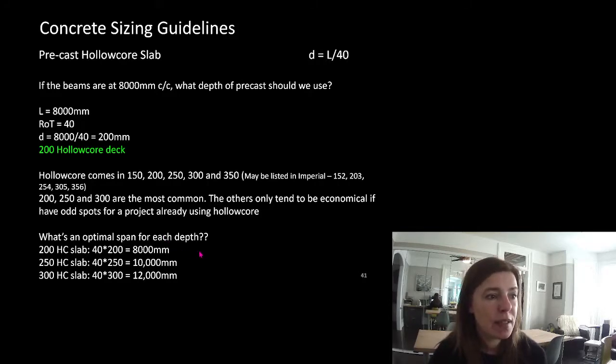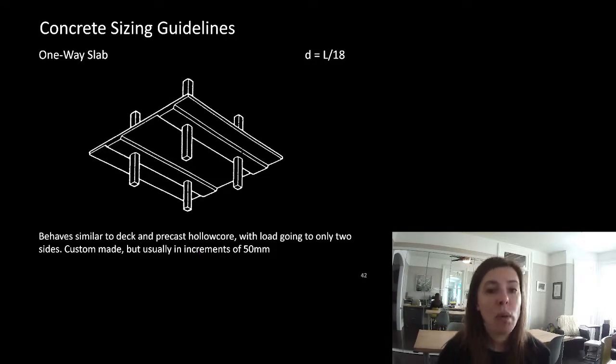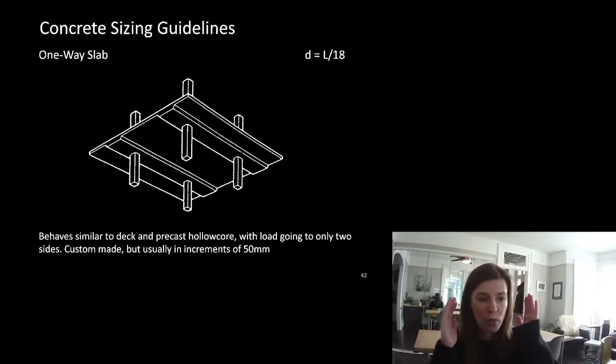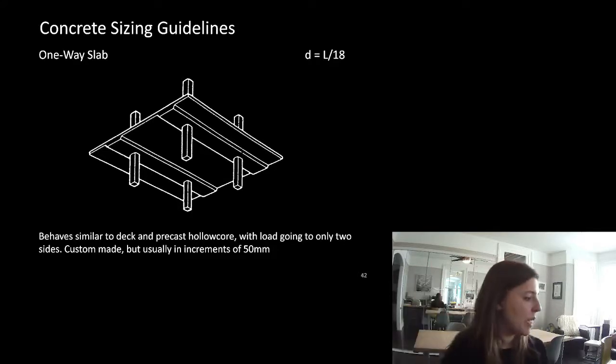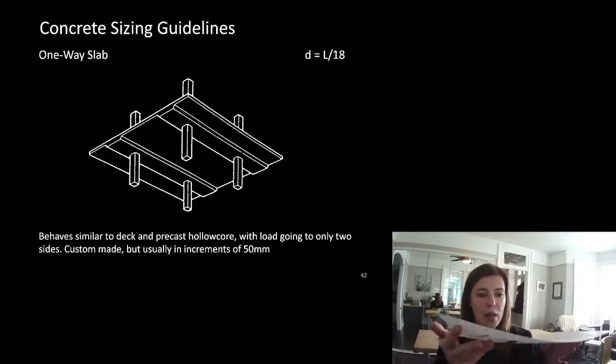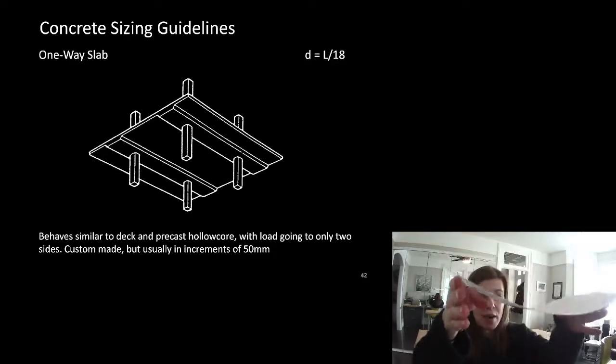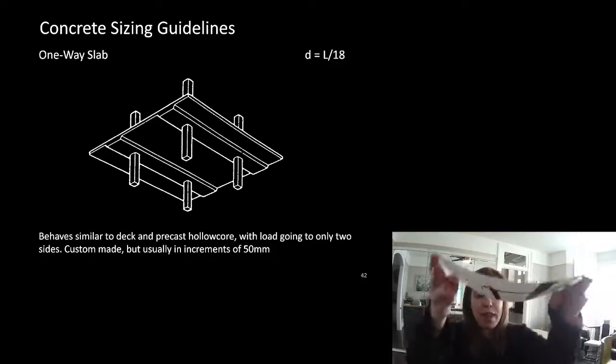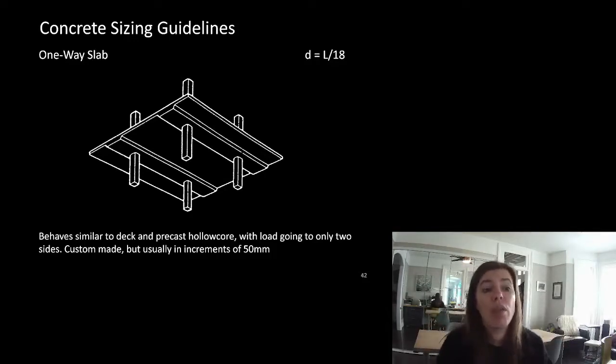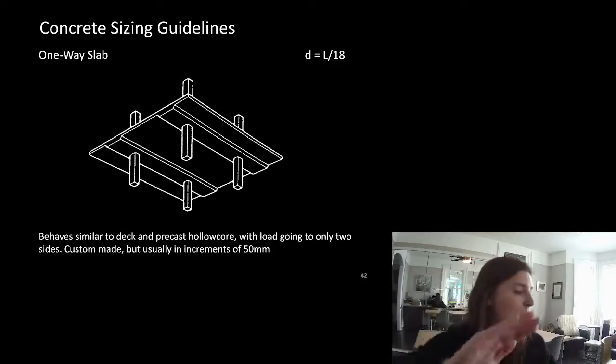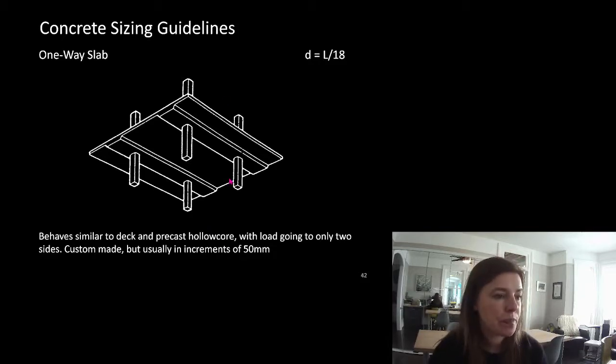All right, one-way slab versus two-way slab. We talked about that last week. One-way slab is when we have our beam lines parallel to each other and our slab spans in between. So we only have supports at the ends of our paper, so you can see how the paper wants to bend, versus having supports on all 4 sides where it would bow down in the middle like a trampoline. So this behaves similar to precast and hollow core, with load going to only the 2 major sides.